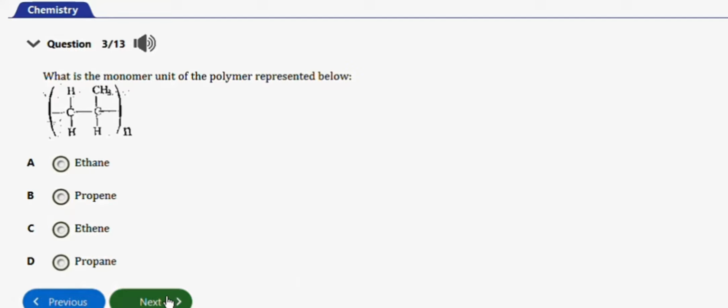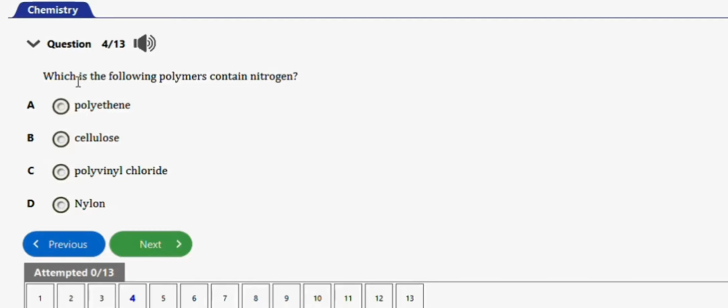The next question will be this one. It says, which of the following polymers contain nitrogen? We have polyethylene, cellulose, nylon, polyvinyl chloride. So the right answer is option D, nylon. Nylon is a polymer that contains nitrogen.